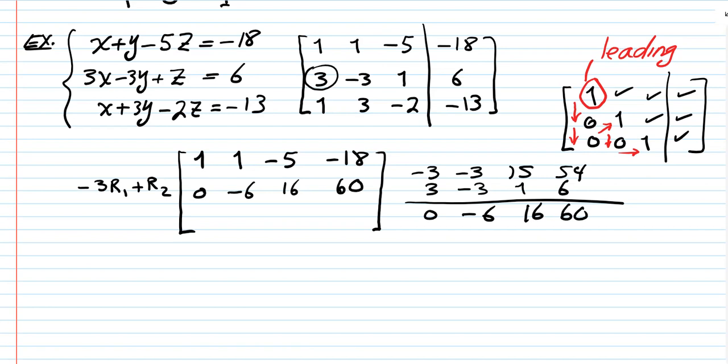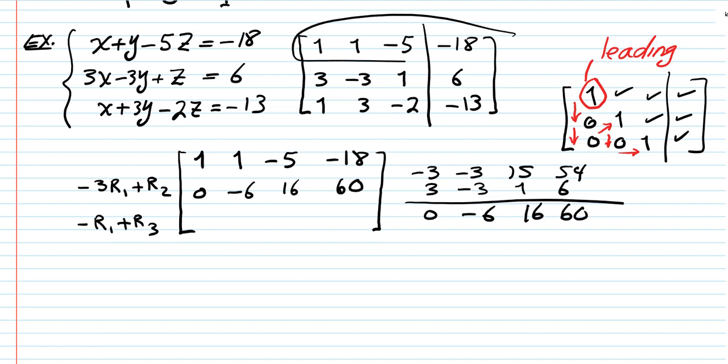Okay. Moving along the arrows. Next, I need to get the third row, first column entry to be 0. What is it right now? There is a 1 right now. How can I make it a 0? Let's do negative 1 times first row, add it to the third row now.